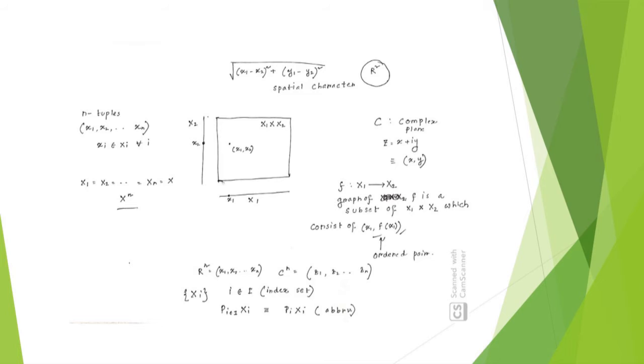Then the graph of the function, which we have discussed in our previous talk, is that subset of X1 cross X2 which consists of all ordered pairs of the form x1, comma, f of x1. So we observe that this is an appropriate generalization of the concept of the graph of a function, as this occurs in elementary mathematics.